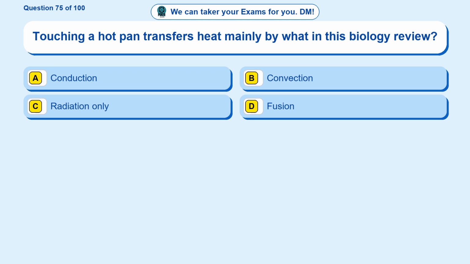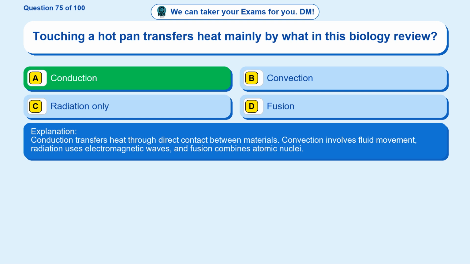Question 75. Touching a hot pan transfers heat mainly by what in this biology review? Option A, conduction. Option B, convection. Option C, radiation only. Option D, fusion. The correct answer is option A. Conduction. Conduction transfers heat through direct contact between materials. Convection involves fluid movement, radiation uses electromagnetic waves, and fusion combines atomic nuclei.